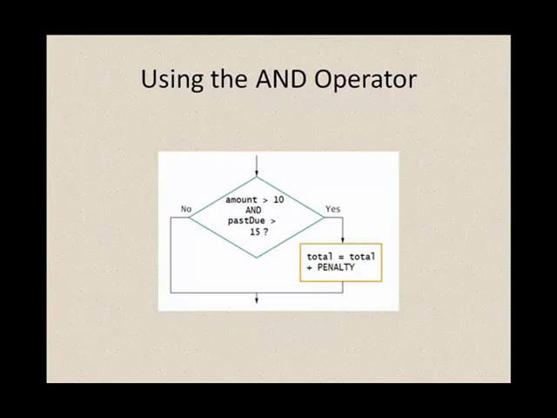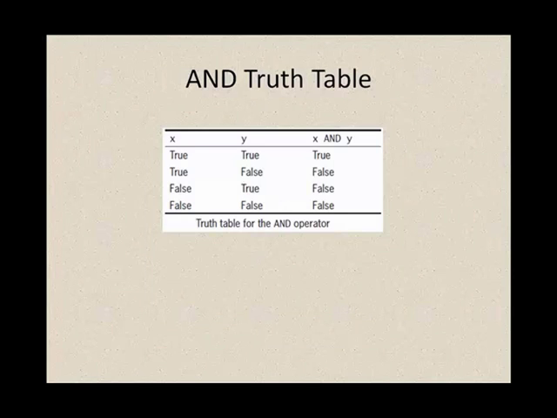For example, you can ask in a single question, amount greater than 10 and past due greater than 15. If so, assign a penalty. A truth table helps you understand operations. For example, if x is true and y is true, then the expression x and y is true. If it's true that you like chocolate and it's true that you like coconut, then it's true that you like my chocolate and coconut dessert.